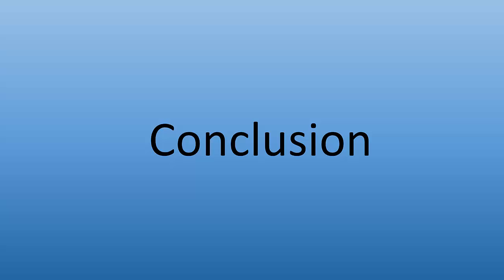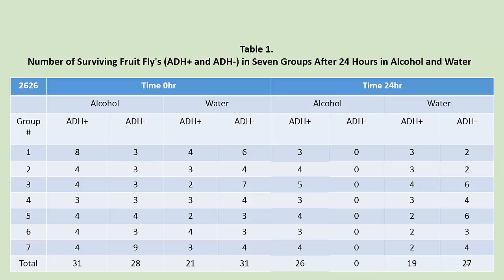We noticed that the flies in alcohol tended to cluster into groups compared to the flies in water, which were more spread out. You can see from the data that the flies that were defective for the ADH gene in alcohol did not survive, supporting our hypothesis with the same conclusion.